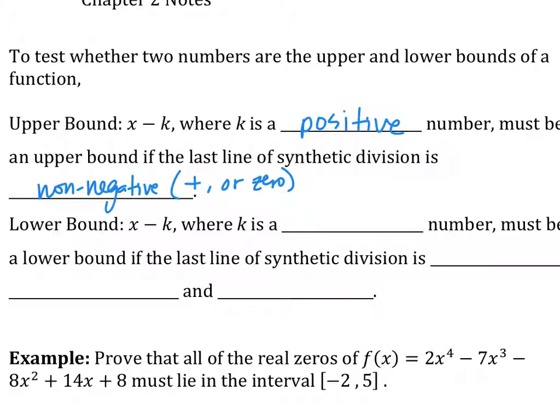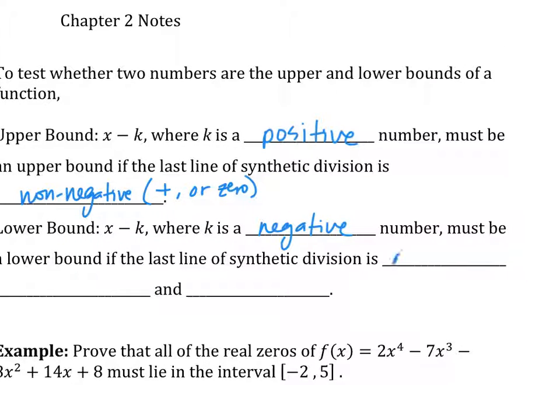Lower bound x minus k, where k is a negative number, must be a lower bound if the last line of synthetic division is alternately non-negative and non-positive.